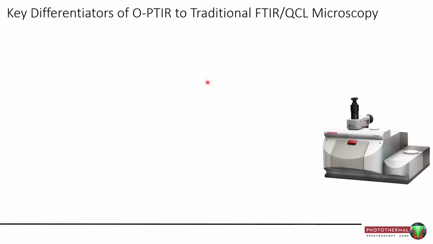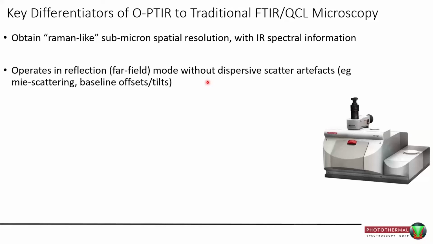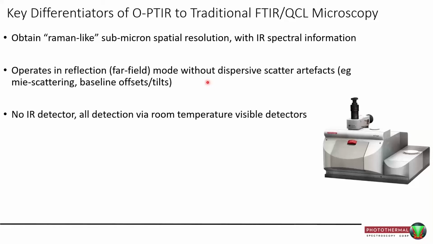In the next couple of slides, I'm going to take you through some key differentiators. I think it's important to stress these points because they're not always obvious. With O-PTIR, we're obtaining submicron spatial resolution in a far-field optical microscope, so it's very much like a Raman microscope in that sense. We operate in reflection mode without any of those dispersive artifacts, scattering, or baseline tilts, which you might get in a regular FTIR or QCL.